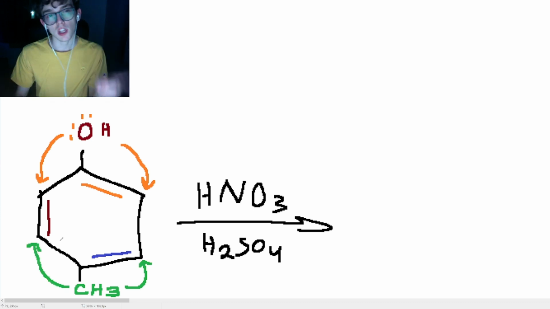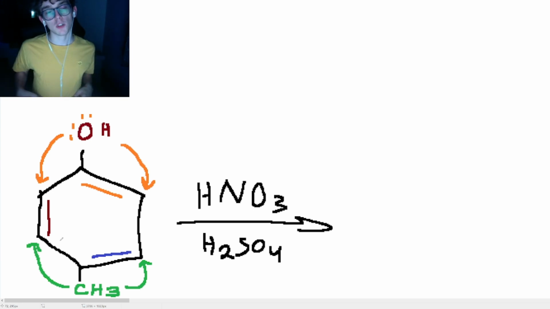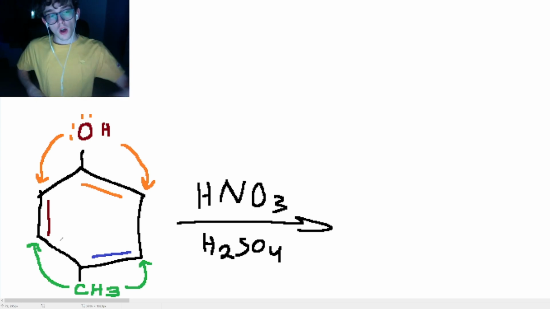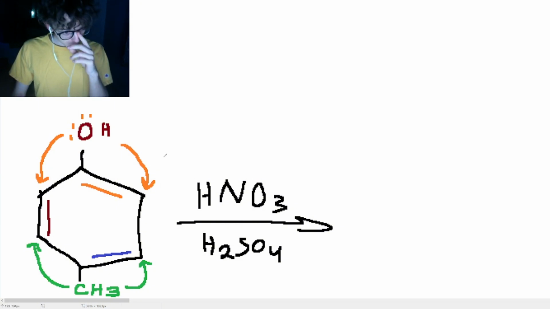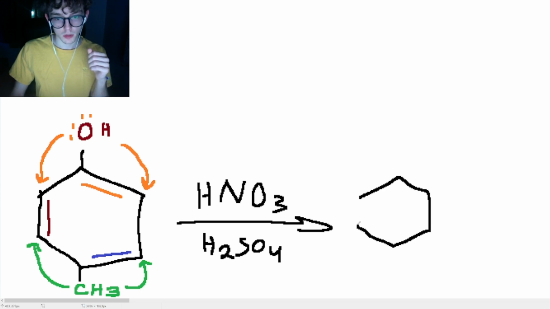So we have a slight problem. We have two activating groups that want to go to all other carbons that don't have a substituent. But let's see why it's going to pick one way or the other. So when we predict the products here, we're going to get this molecule.